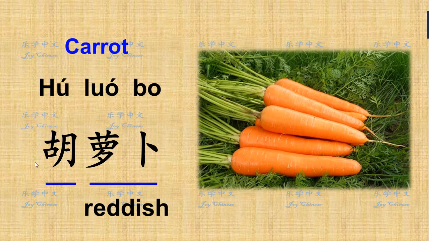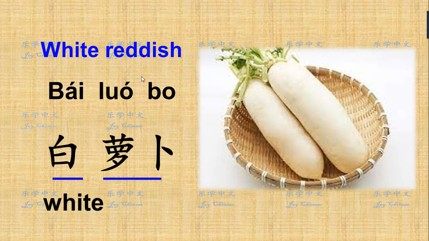Hu, usually we use the name as Western, from a foreign country. 萝卜 means radish. 胡萝卜 means radish transferred from a foreign country. 胡萝卜. This is white radish. 白萝卜. 白 means white. It's a color.